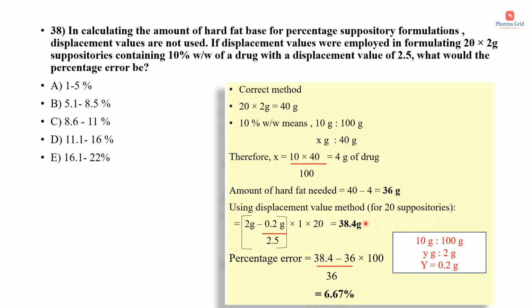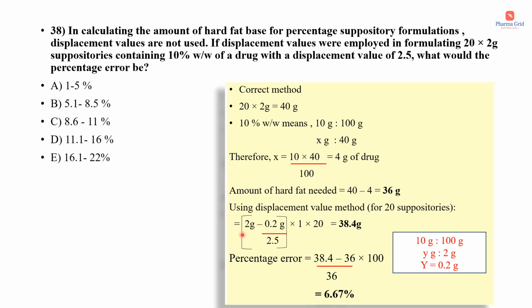So using the displacement value method, we can use the formula as mold calibration minus drug dose in gram divided by displacement value, all multiplied by base density into number of suppositories. So here mold calibration is equal to 2 gram, because here we need to prepare 20 into 2 gram suppositories. So the mold will be of 2 gram capacity.